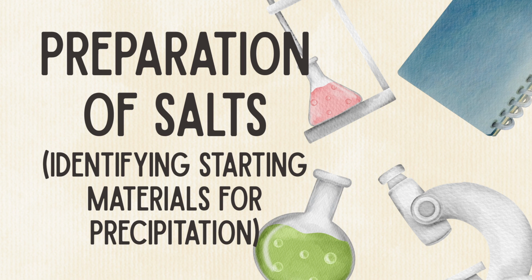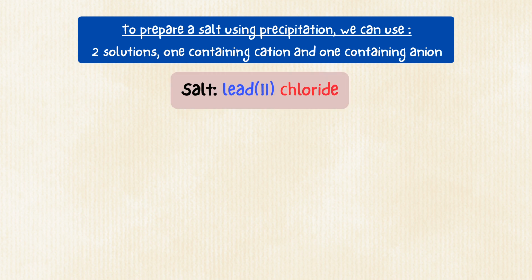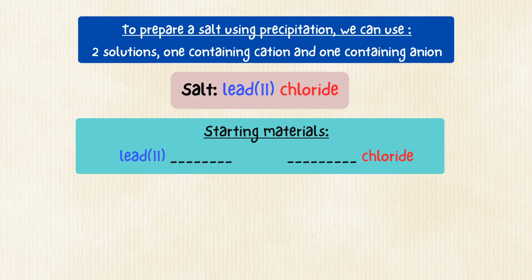Now the last method is actually my favorite. It is the precipitation reaction. It is used to prepare insoluble salts, but in order to prepare this insoluble salt, we actually require two solutions, two soluble salts, to give us our insoluble salt. And of my two solutions, one of them must contain the cation, another one must contain the anion. So for instance, lead-2 chloride, I need two solutions. One of them must have lead-2 ions, another one must have chloride ions. So it'll be lead-2 something, and something chloride.